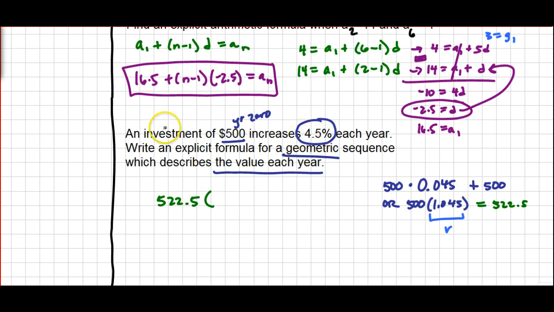And then our r value, if it's an investment, you just take your percentage rate, change it to a decimal, and add a 1 in front. Don't forget to raise it to the n minus 1 power and set it equal to something. And so there's your explicit formula.